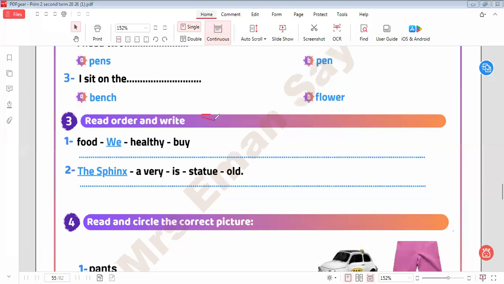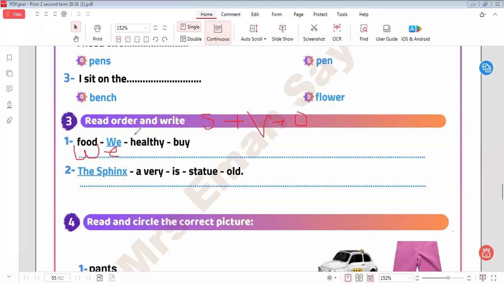Here is subject plus verb plus object. How can I do it? Here we have the subject. The subject can be pronoun or noun. Here we use we as a subject. Subject pronoun. Like when we say Ahmed is a good boy, I replace Ahmed by he. Or we can say Mona is clever, I replace Mona by she.